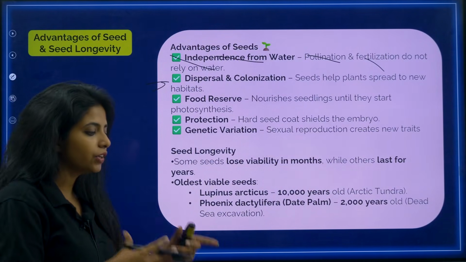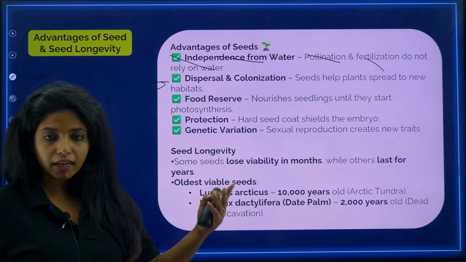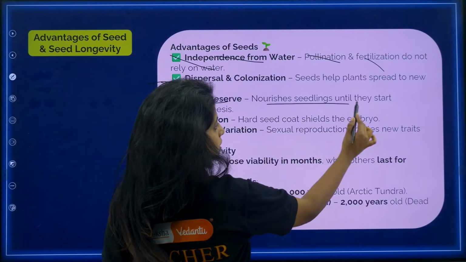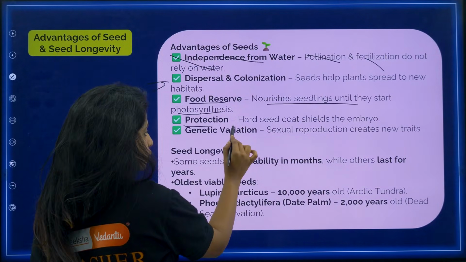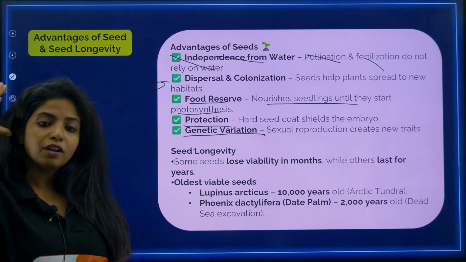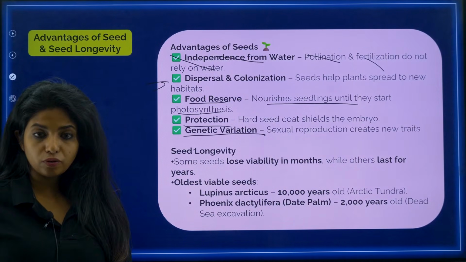Sometimes we cannot take the plant as a whole, but when the seed disperses here and there, it will obviously help in the dispersion of the plants. Now, food reserve nourishes the seedling until it starts photosynthesis, protection also, and it provides genetic variation as well. Now, seed longevity. Some seeds lose viability in months and some last for years.